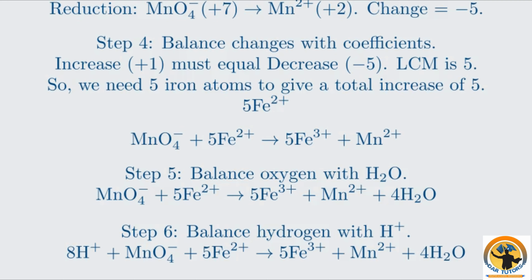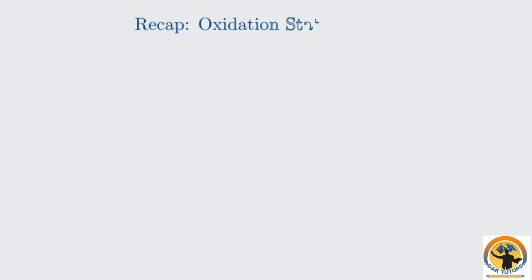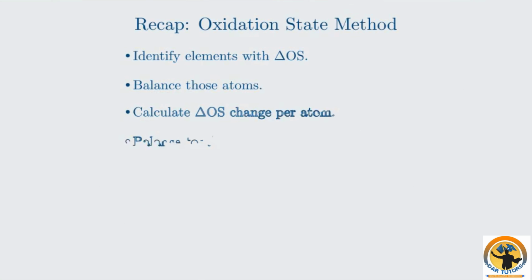To recap, the oxidation state method involves finding the oxidation state changes, balancing the atoms involved, finding the least common multiple of the changes to determine the reacting ratio, and finally balancing the oxygen with water and hydrogen with H+. This alternative method provides another powerful tool for balancing redox reactions.